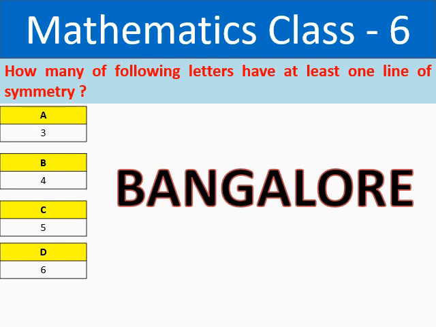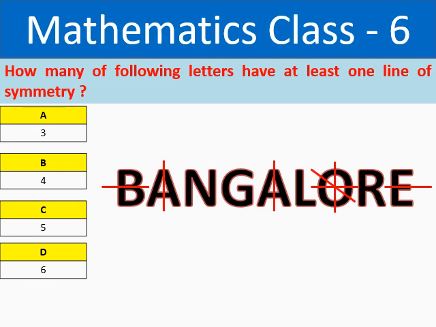How many of the following letters have at least one line of symmetry? So now here, if you consider the alphabet B, it has horizontal line of symmetry. If you consider alphabet A, it has vertical one line of symmetry. N has no line of symmetry. G has no line of symmetry. Again A, it has one vertical line of symmetry. L has no line of symmetry. O has many lines of symmetry. R has no line of symmetry. E has horizontal line of symmetry.